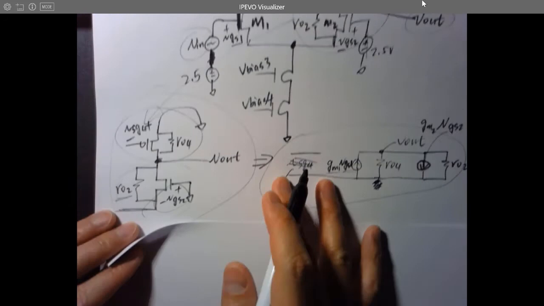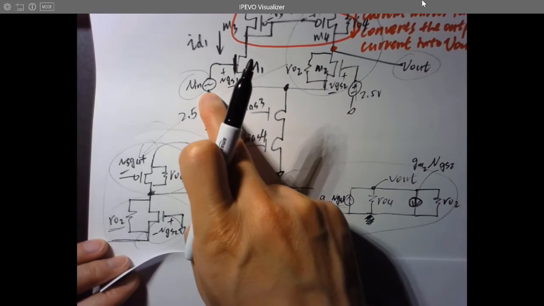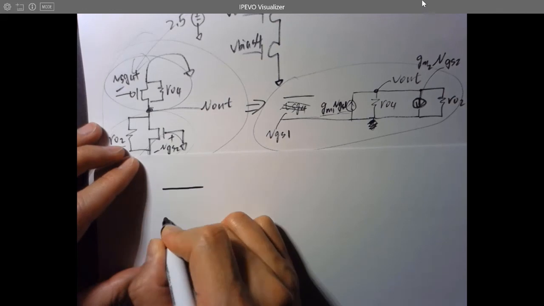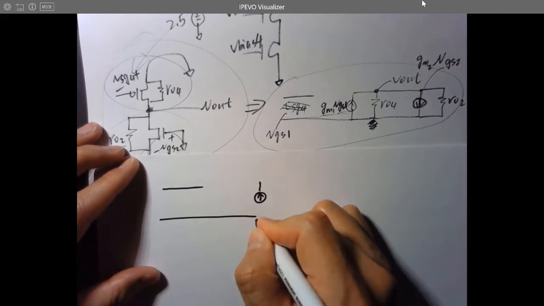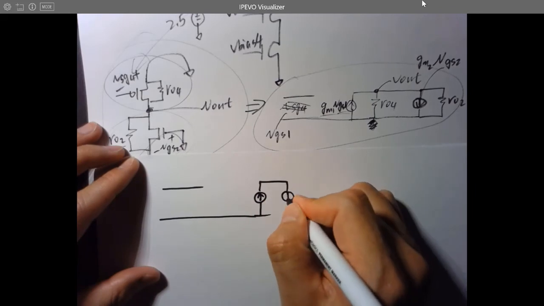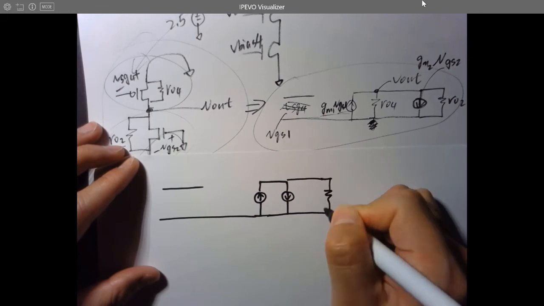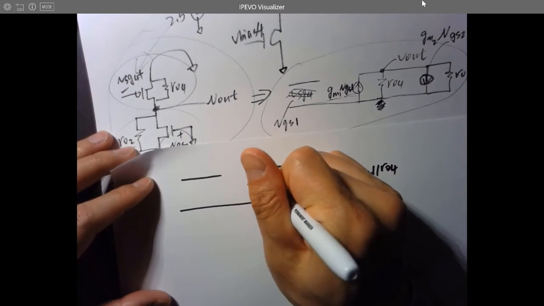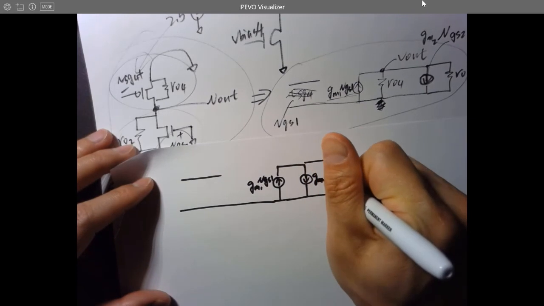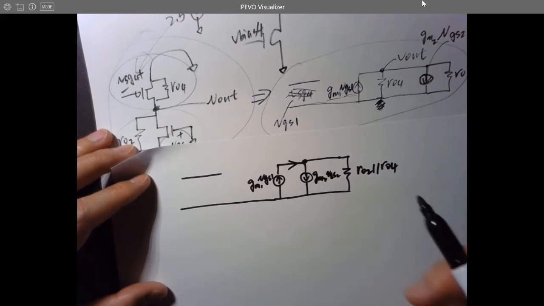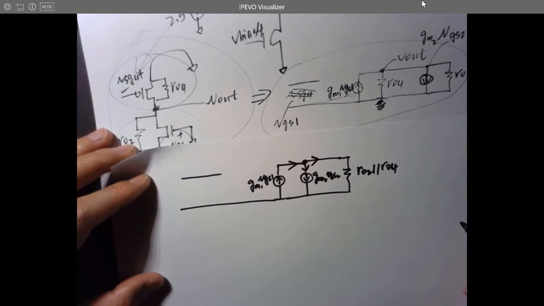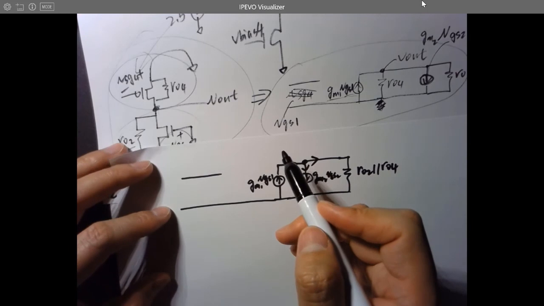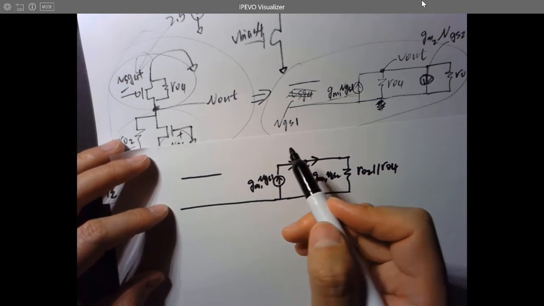So VGS1 is Vin, right? You can find out. VGS1 is literally Vin for AC, because this is the AC ground. So it looks like this. Going up, and another current source going down, and two resistors in parallel, RO2 in parallel with RO4. The first one is GM1 VGS1, and the second one is GM2 VGS2. So this current is going into the joint, and this is going out, and this is going to there. So literally, you have an overall current flowing out from this joint.